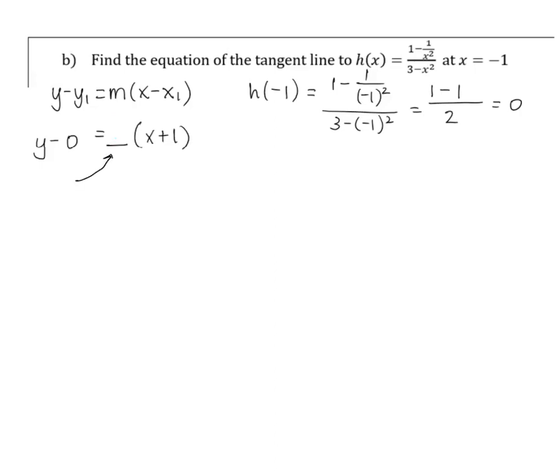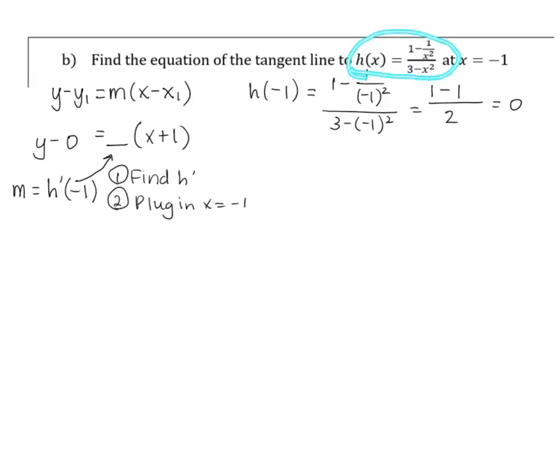And to get the slope of the tangent line, we need to calculate the derivative of h and evaluate the derivative at -1. So we are first going to find h prime, and then we are going to plug in x is equal to -1. So to find h prime, we start with our function h of x, which is equal to 1 minus 1 over x squared, divided by 3 minus x squared.